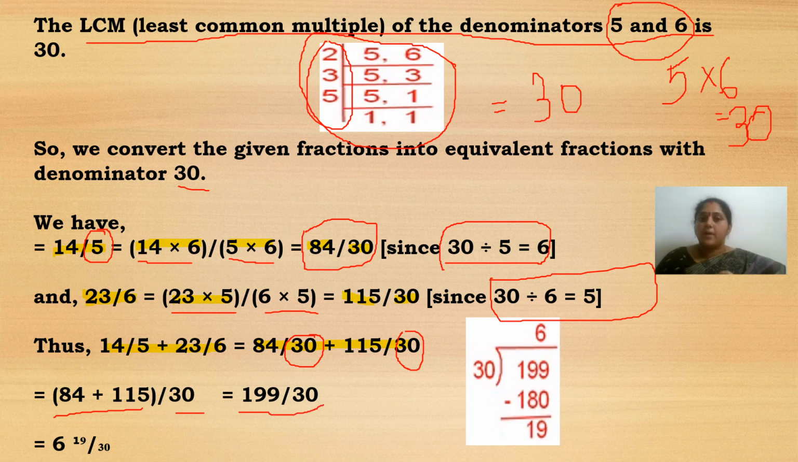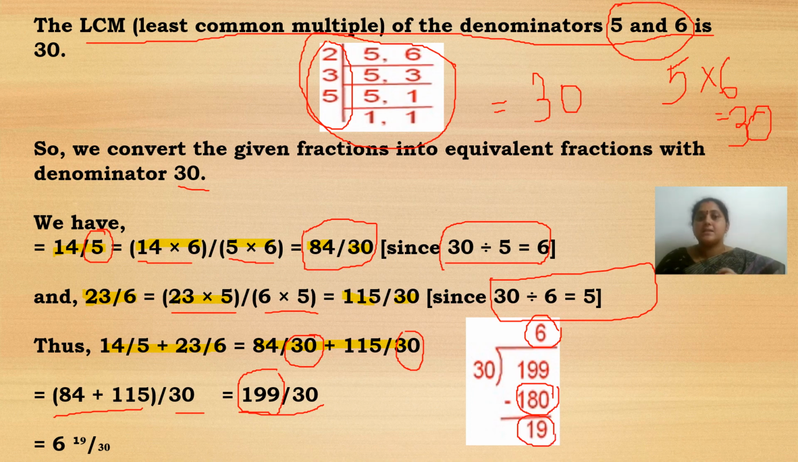Now when you divide this number 199 by 30, what answer are you going to get? 3 1s are 30, 3 2s are 60, 3 3s are 90, 3 4s are 120, 3 5s are 150, 3 6s are 180. So 6 times, I have taken 180 and my remainder is 19.